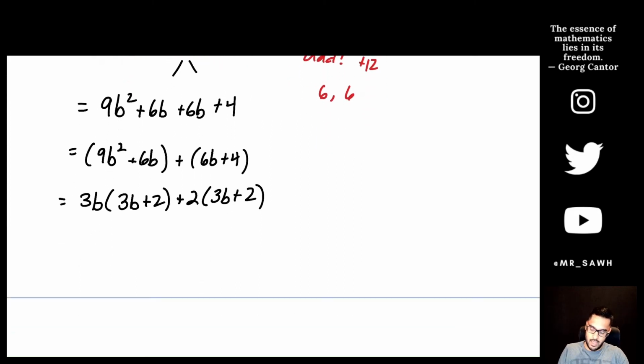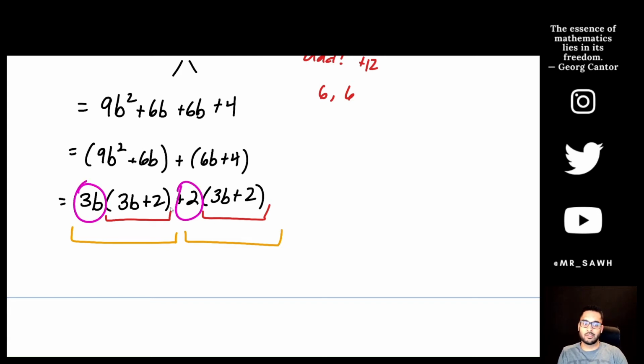So once I got to there, well, my brackets again are going to act like a common factor, right? The two big terms are 3b times 3b plus 2, right? That's one of my terms. My other term is on the other side of that addition sign. So in red is what they have in common. The 3b plus 2 was our greatest common factor of those brackets.